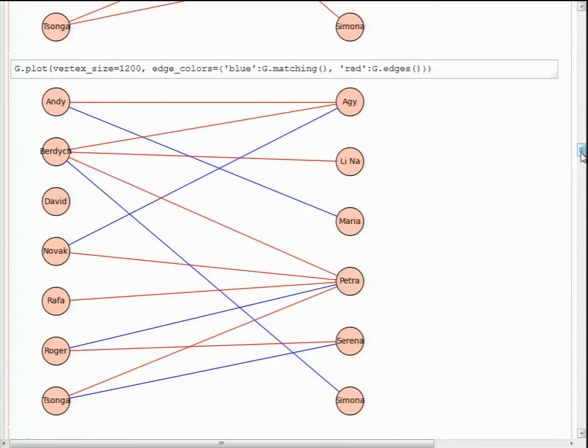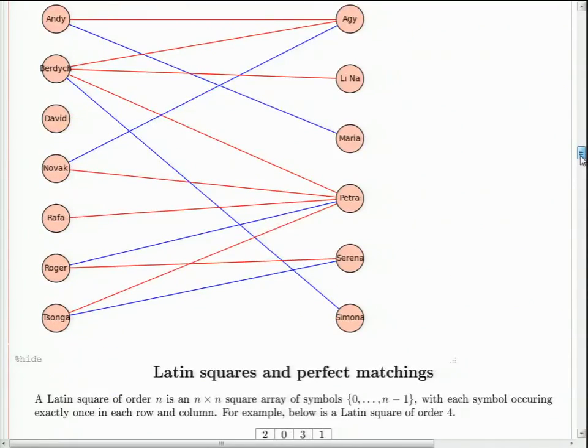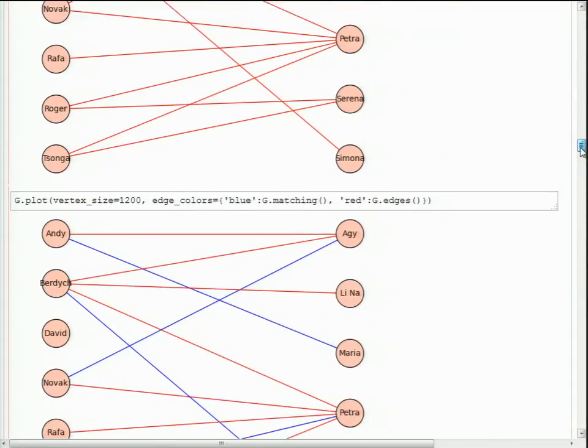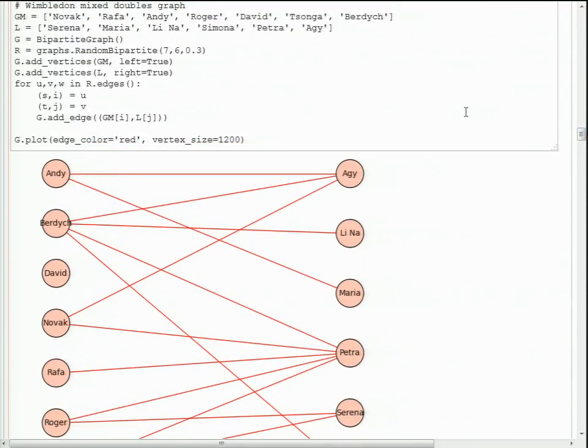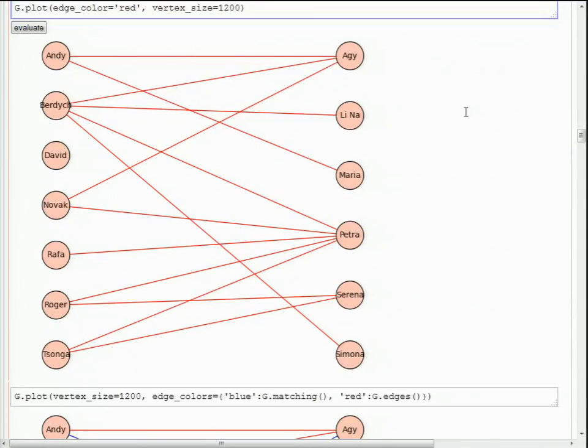But let's run this again, because this is a random graph. I want to show you how Sage can generate. So we can run this again. So this is basically an HTML page. You write the program in your browser.